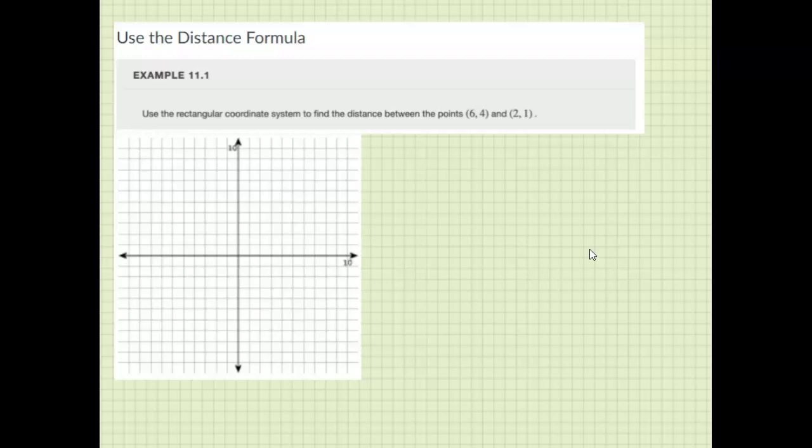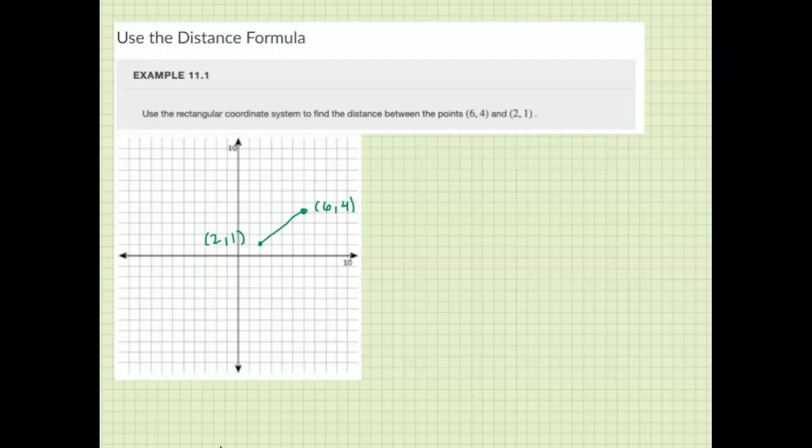So (6, 4), if we graph it, 1, 2, 3, 4, 5, 6, and 4, it's right here. And (2, 1) is right here. Right, and basically we want to find the distance between these 2 points. Okay? The best thing to do is to make a triangle out of this. A right triangle.